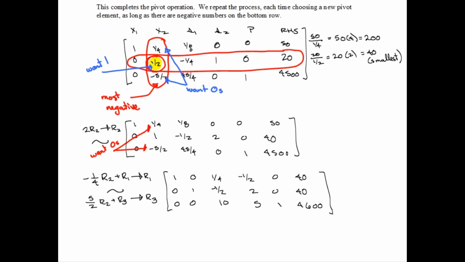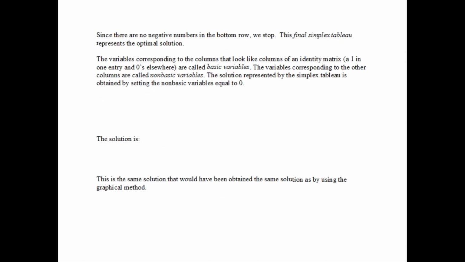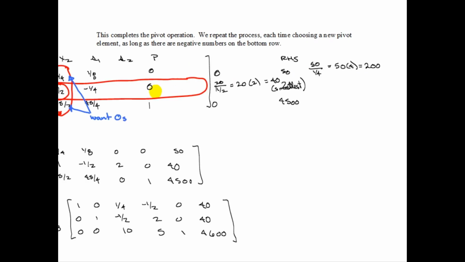Now, when we look at this, we look to see if there are any negatives in the bottom row, and there are not. That means we have no more pivots that we need to do. Let's go back.